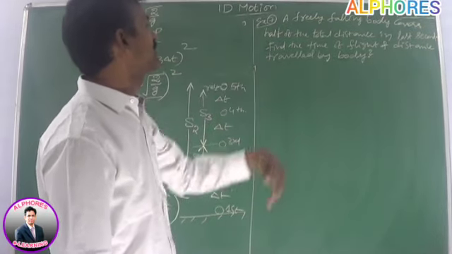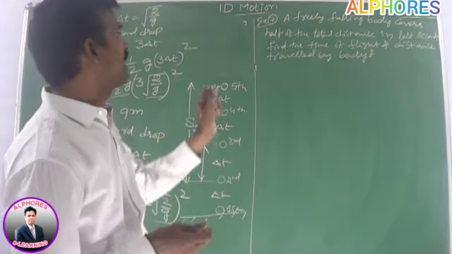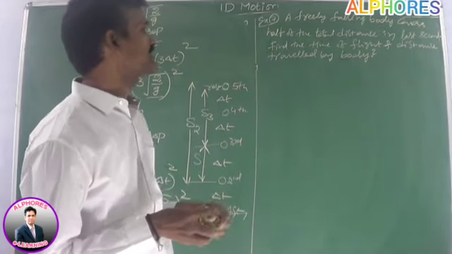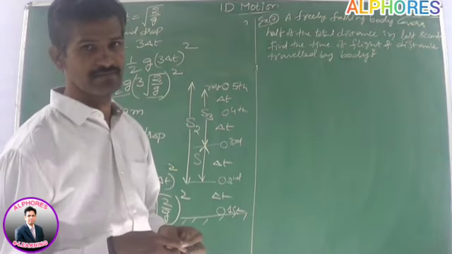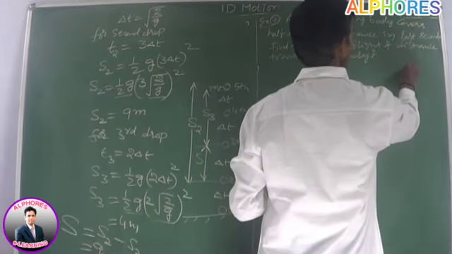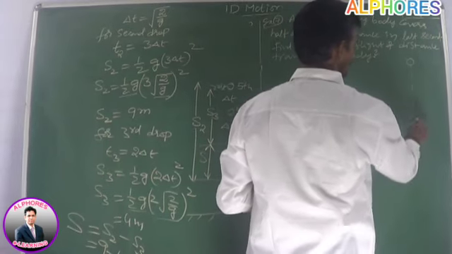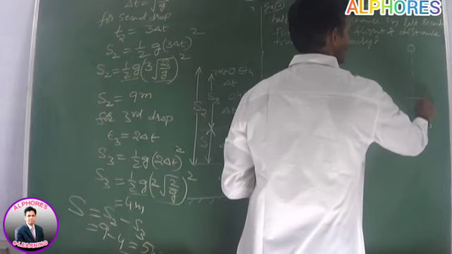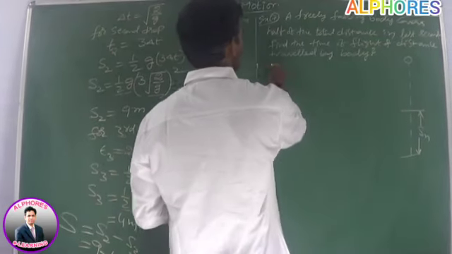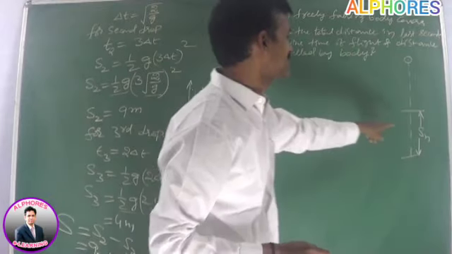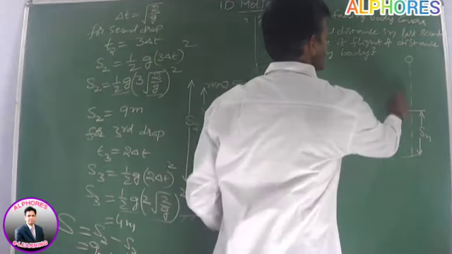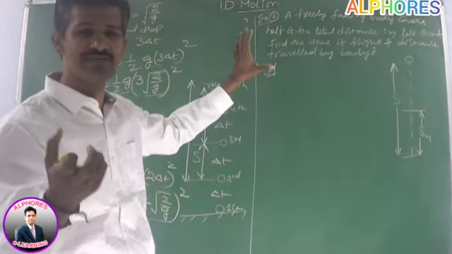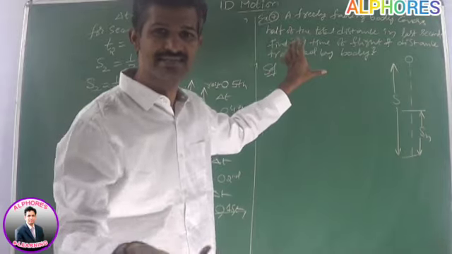Our next problem is: a freely falling body covers half of the distance in the last second of its journey. Find the time of flight and the distance travelled by the body. Suppose this is the freely falling body. This distance is covered in the nth second. In the nth second, this Sn can be written as half of the total journey. Suppose this is S. How to write the equation? From the question we have to derive one equation. On solving that you will get the answer.